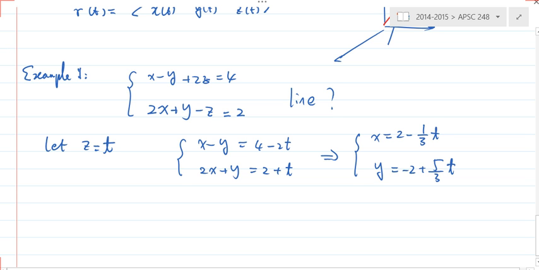Now, what do you observe here? If I put z equal to t back over here, what do we get? A line equation. It gives a parallel vector and a point on the line. This is the process of what we call parameterizing based on the given condition. So this is the process of parameterization.